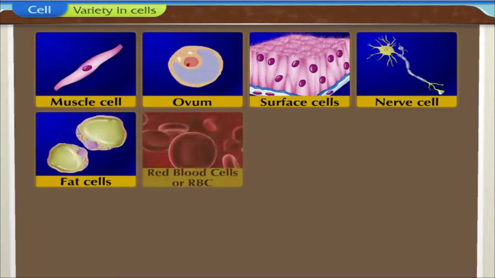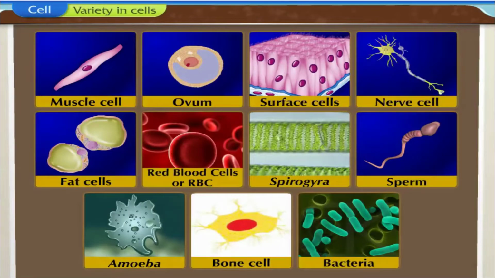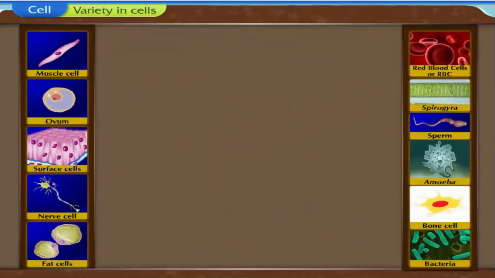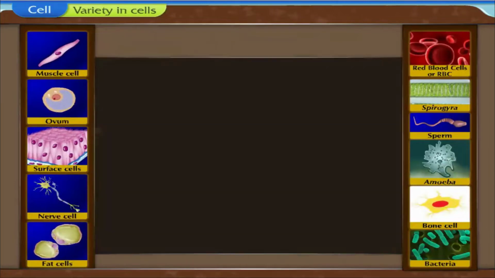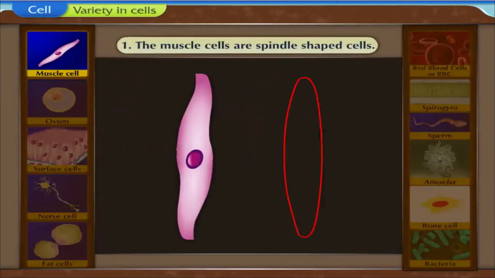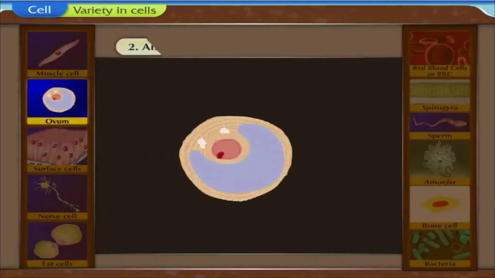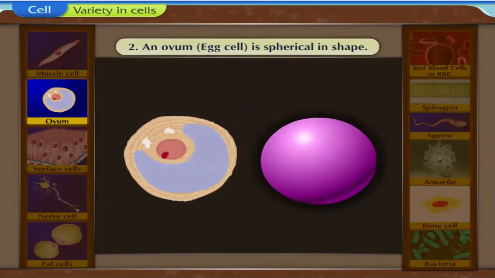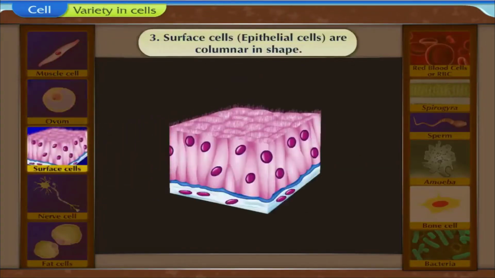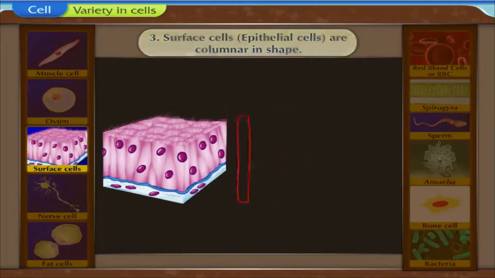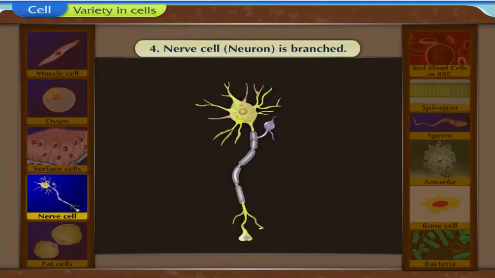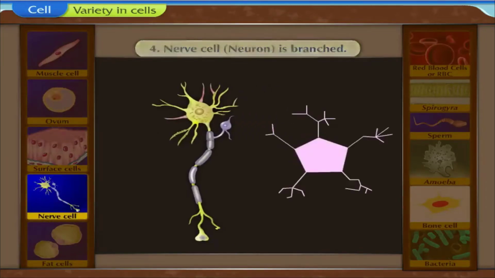Variety in cells. There is a great variation in the shapes of the cells. Observe these cells of different shapes. The muscle cells are spindle-shaped cells. An ovum or egg cell is spherical in shape. Surface cells or epithelial cells are columnar, while the nerve cell or neuron is branched.